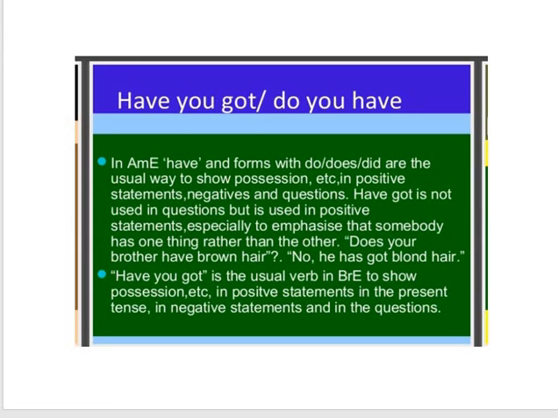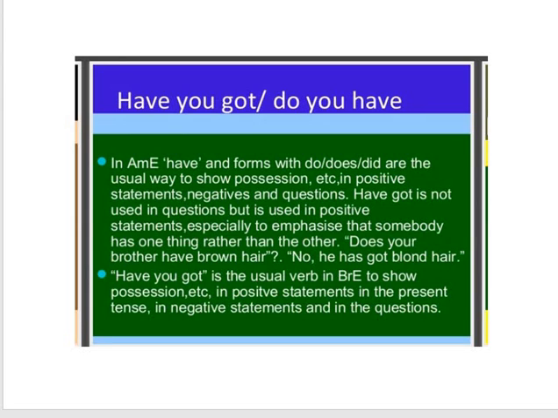Here is have you got versus do you have. In America, have and forms with do, does, did are the usual way to show possession, etc., in positive statements, negatives and questions. Have got is not used in questions in American English but is used in positive statements, especially to emphasize that somebody has one thing rather than the other. Does your brother have brown hair? No, he has got blonde hair.